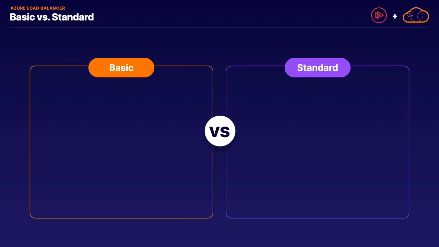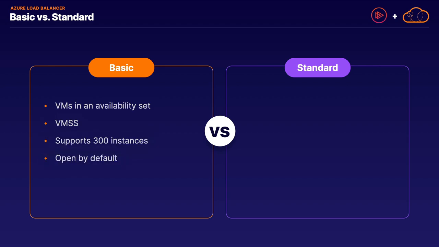For our basic SKU Azure Load Balancers, we have support for VMs in an availability set, so they have to be in the same availability set, or virtual machine scale sets. Our basic SKU also supports up to 300 instances in the backend pool at a time, and they're open by default because they use a basic SKU public IP address. And this means in order to secure them, we're going to have to use something like a network security group.